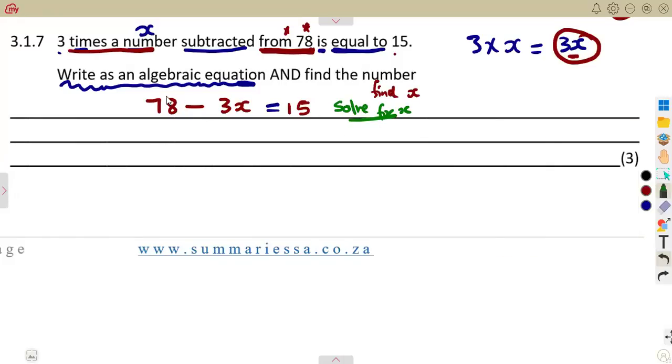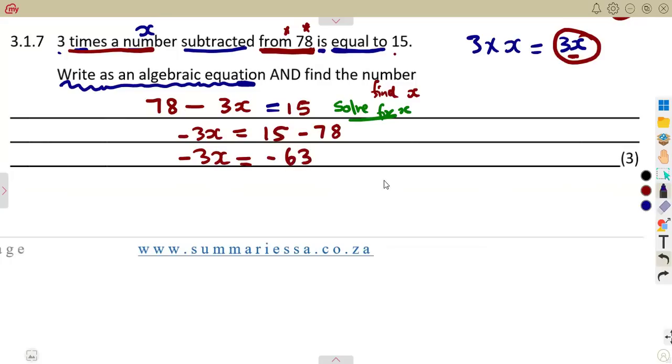Okay, so let's solve. How can we solve, guys? We can take the 78 that side. It was a positive, so it's going to be minus 3x is equal to 15. We take the 78, the moment that it jumps the equal sign, it changes the sign. So it's now minus 78. That's minus 3x is equal to, guys, at this stage, you can just even use your calculator there. 15 minus 78 is what? So that is going to give us negative 63.